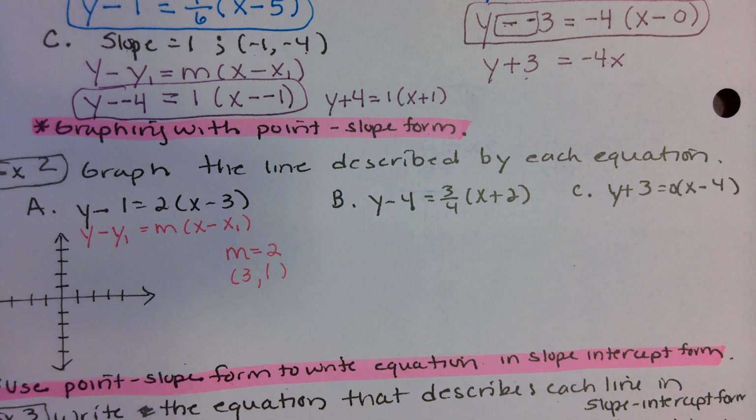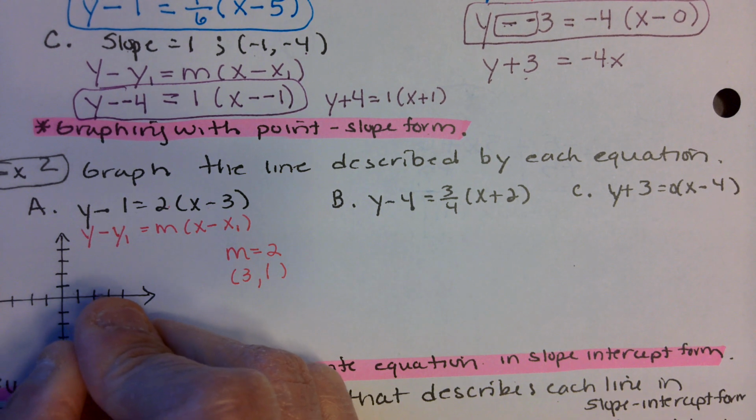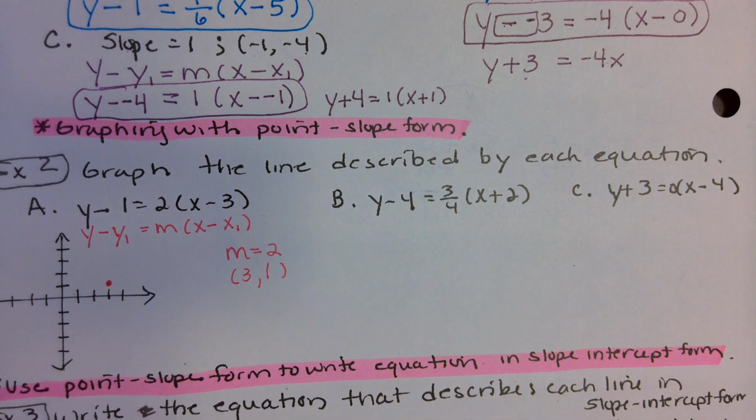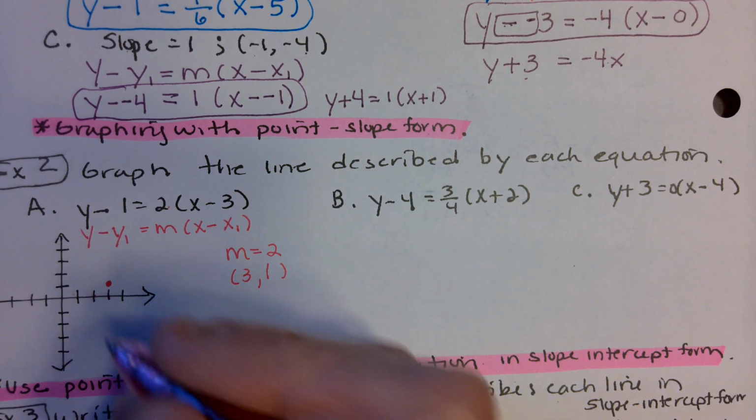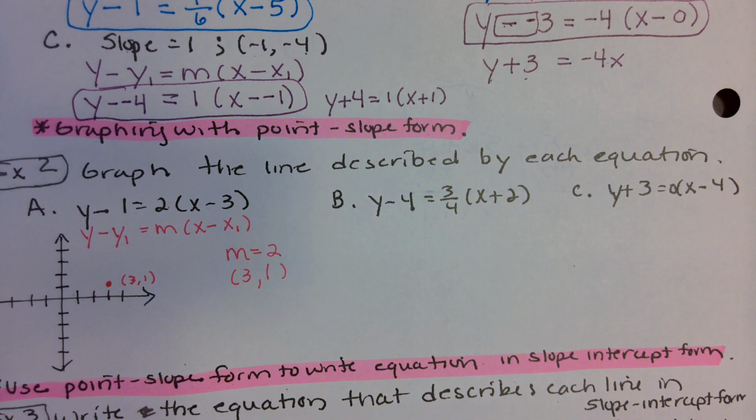Okay, we can go ahead now and plot. The first thing we're going to want to do is get a point on there. We can't do the slope until we get a point. So put 3, 1 on there: 1, 2, 3, and up 1. That's my coordinate 3, 1. And now we're going to do slope.